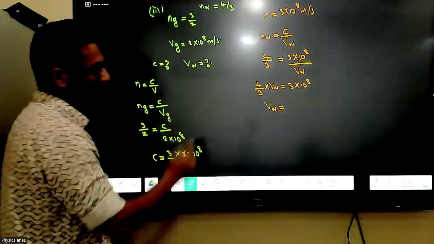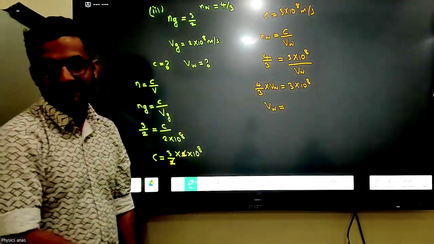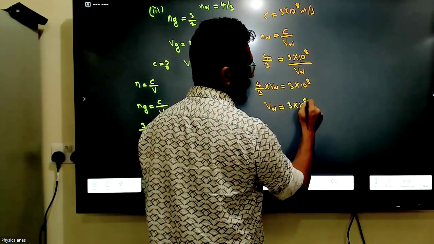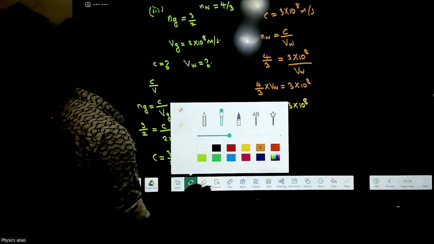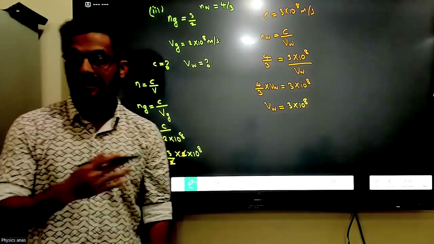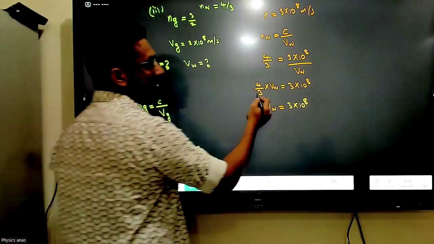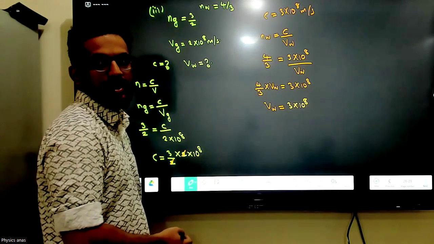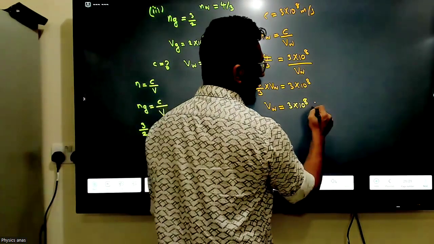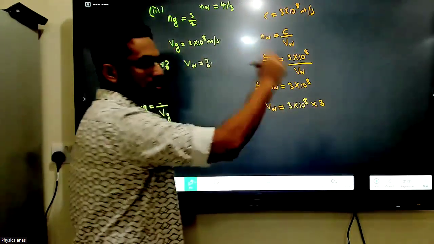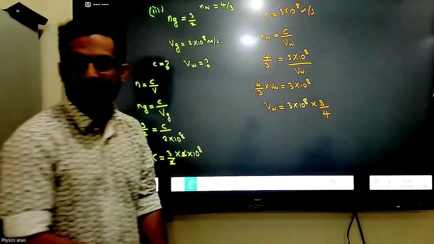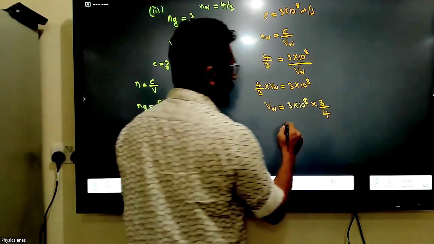You can bring the 4 by 3 to the other side. There is already 3 into 10 raised to 8 there. If you are bringing 3 to the other side, that will be into 3. If you are bringing 4 to the other side, that will be by 4.